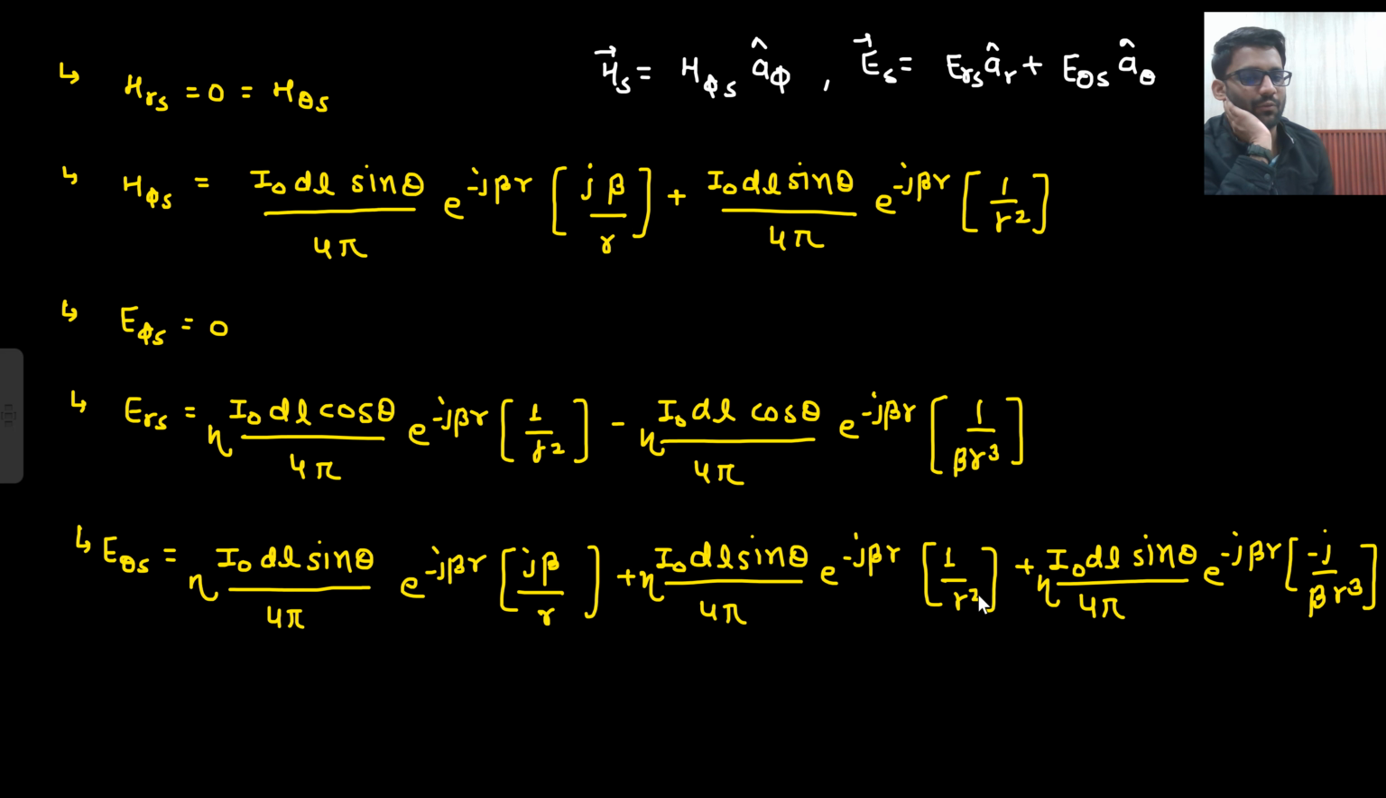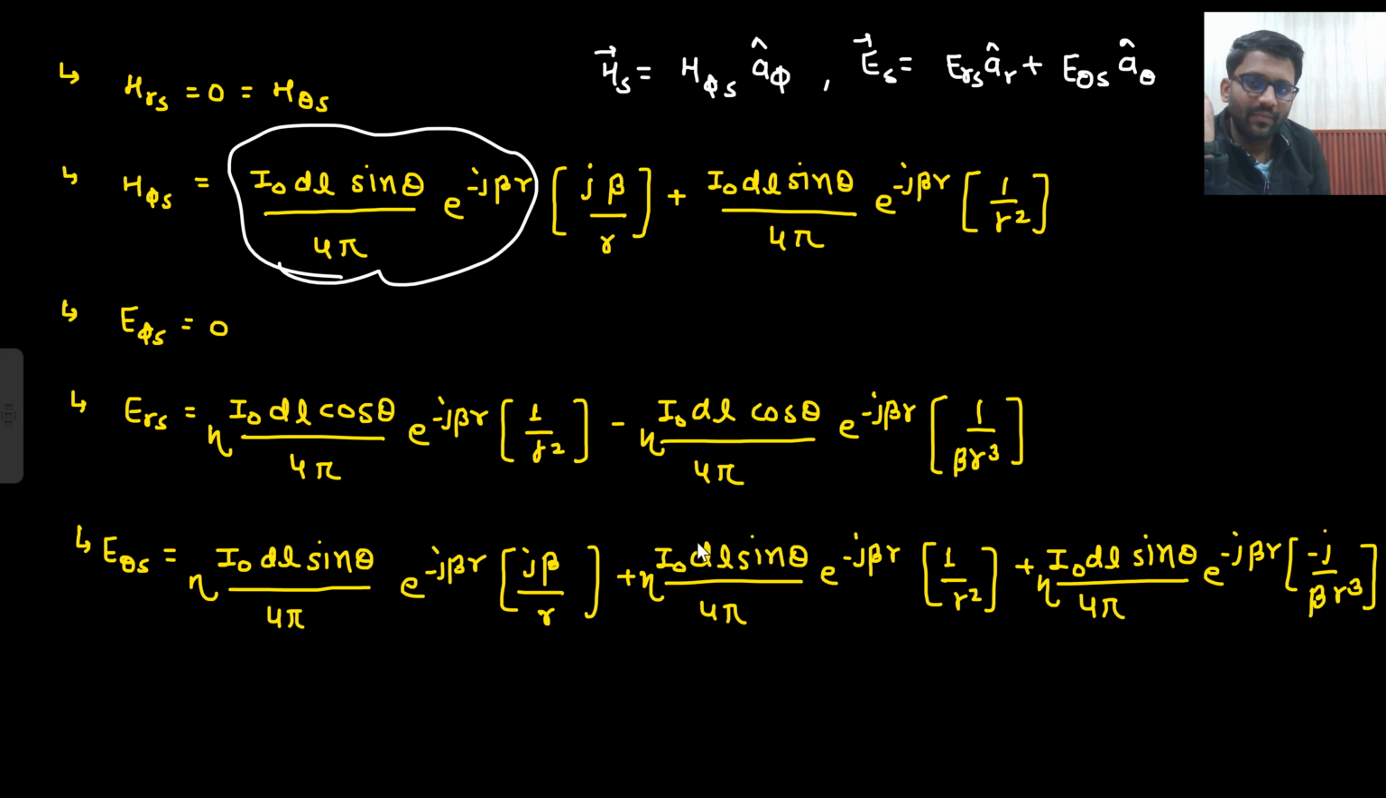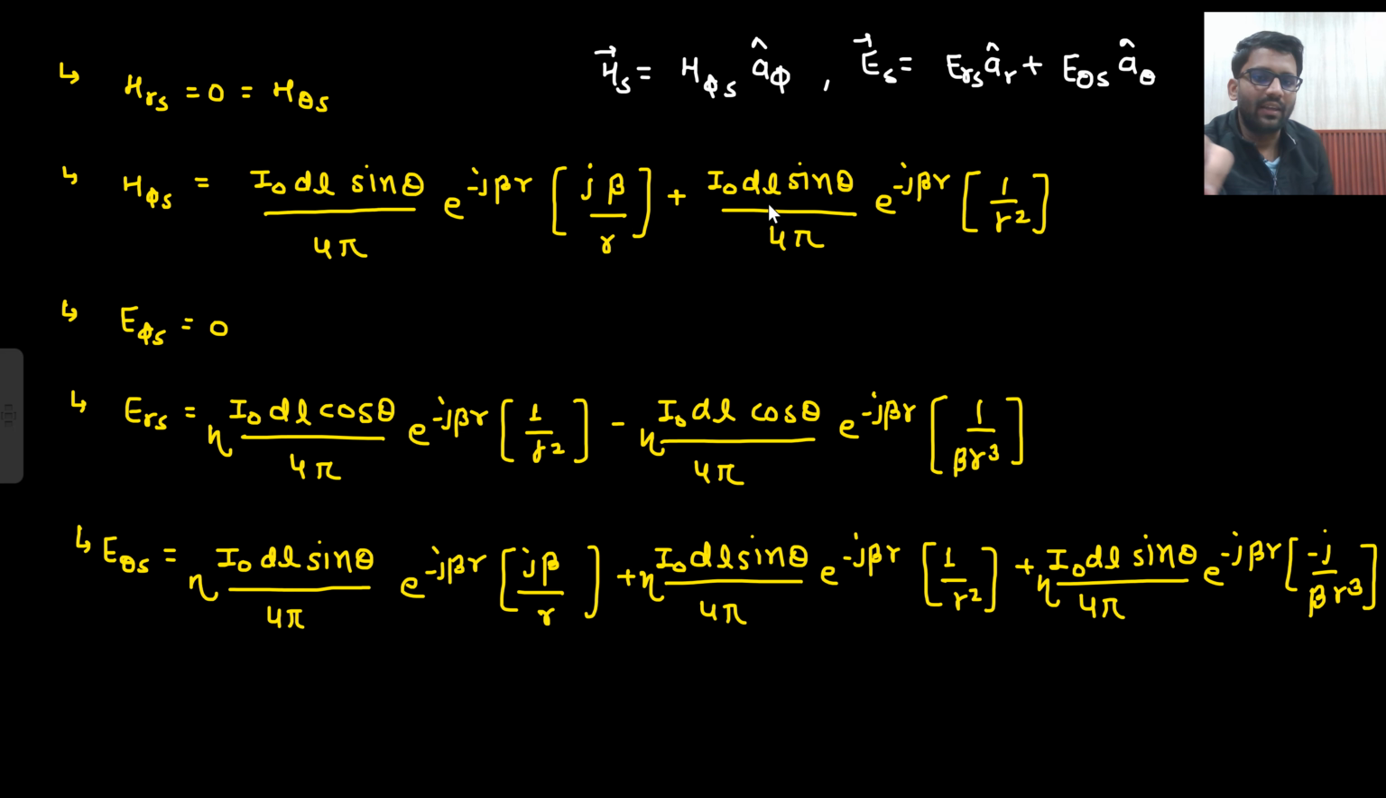Now from these expressions, what can you conclude? So all these are 0, so let's not talk about them. Let's only see the non-zero ones, H phi, ER and E theta. So in H phi S, there is a magnetic field because of two components. One is this, one is this. So here you find that this component is the same, I dl sin theta upon 4 pi, e to the power minus j beta.